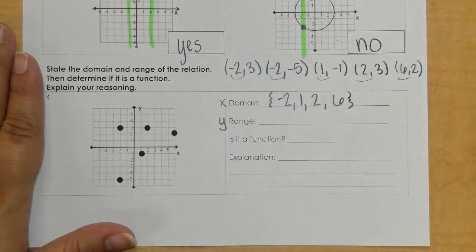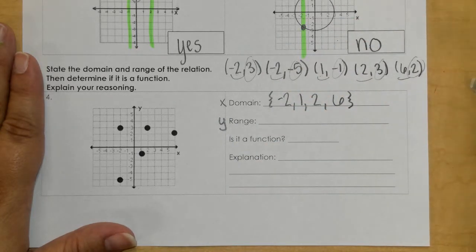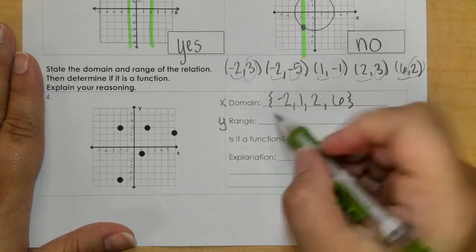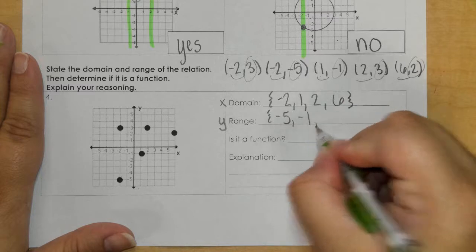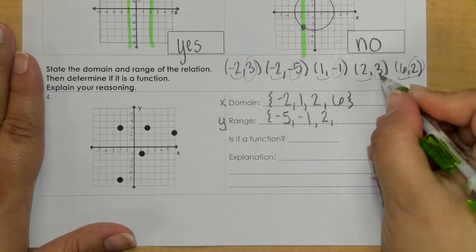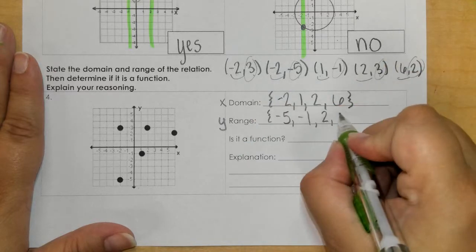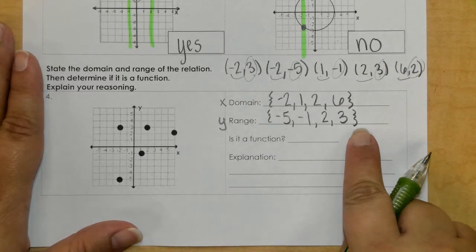For the range, I have the y values. So that's going to be your second number in each ordered pair. I have -5, -1, 2, and I have 2 3s. So again, I just write it one time, close the set notation.